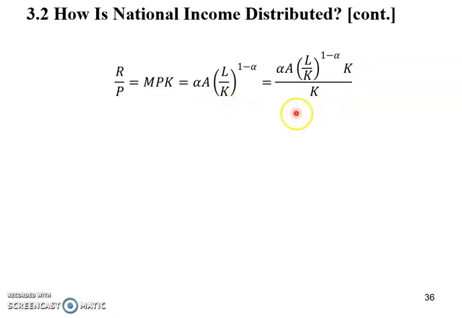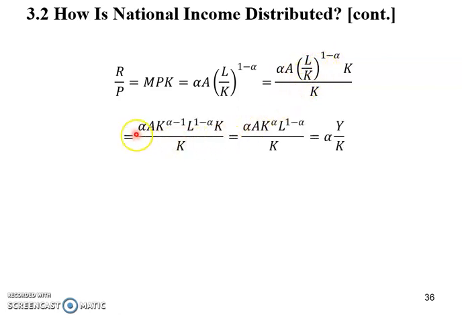The next thing is we're going to open up these brackets. You would find that alpha A stays the same, and for K, because in the previous step it's in the denominator within the brackets, when we open it there would be a minus sign in front of the exponent, so it's going to be minus 1 plus alpha.